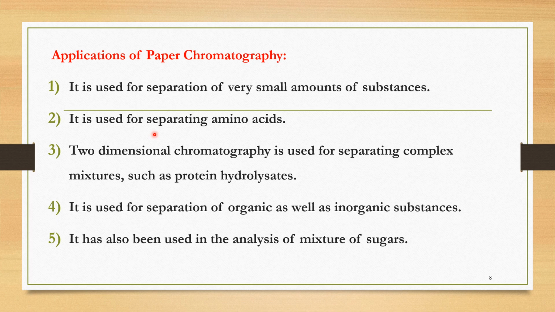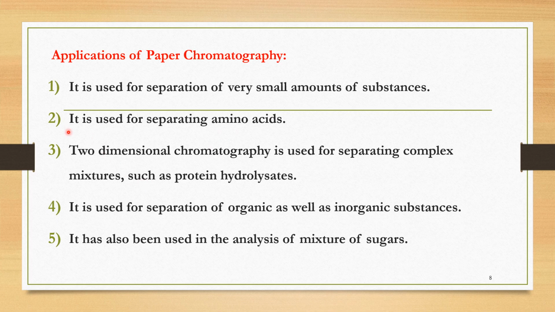The last important point from this paper chromatography is the applications. So what are the different applications of paper chromatography? These are some important applications. The first one is that it is used for separation of very small amounts of substances. So we can study the given substances on a very small scale. It is a very useful technique for studying a sample with a very small amount.